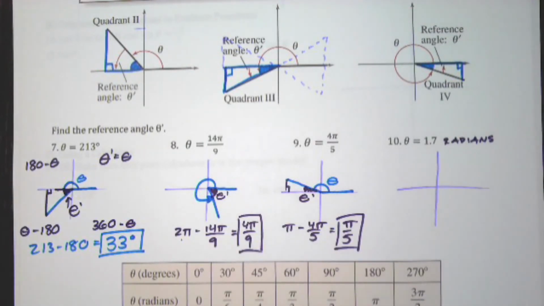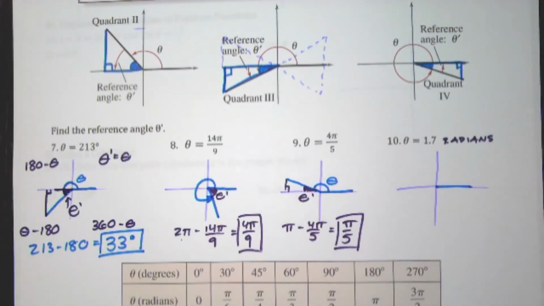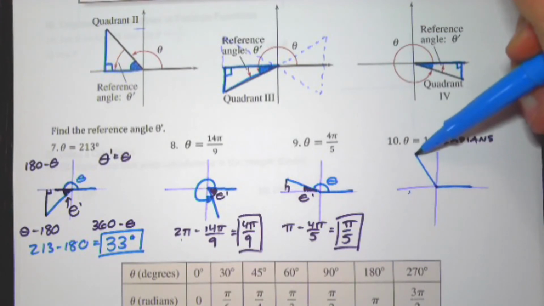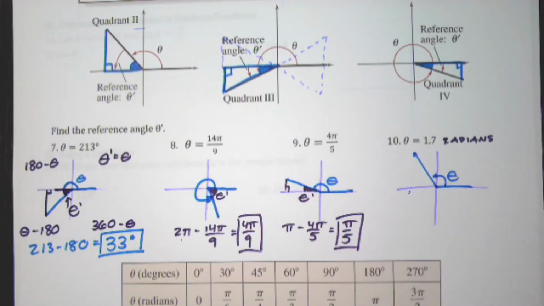So lastly, number 10, dealing with radians. Our initial side, right? Radian of 1.7. Well, 3.14 is an entire half circle, right? Because that's pi. That's our pi right there, 3.14, and the 1.7. So we're a little past the halfway point on that. So that's our theta, our 1.7 radians.